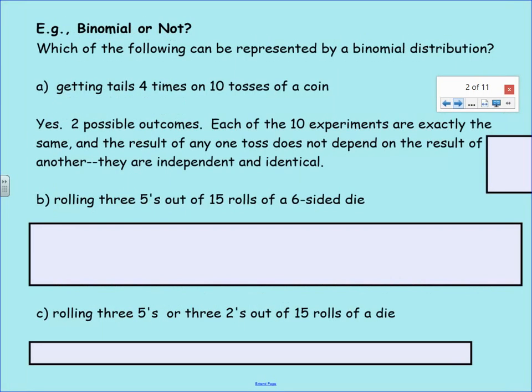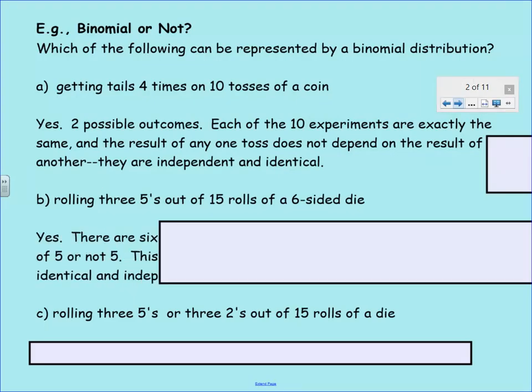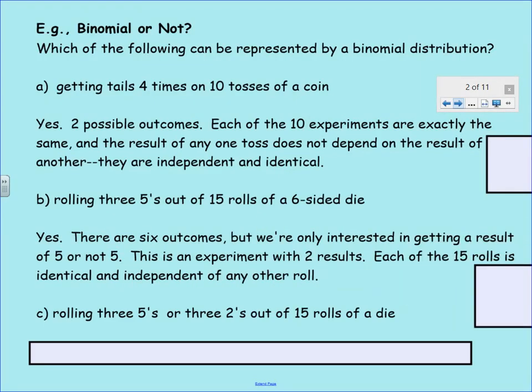The next one, rolling 3 5s out of 15 rolls of a 6-sided die. For that one, we likely said yes, because we're only interested in rolling a 5 or not. Success is rolling the 5, failure is not. There are two results. So it is a binomial event, and each of the 15 rolls are identical in nature, and one roll is independent of the other.